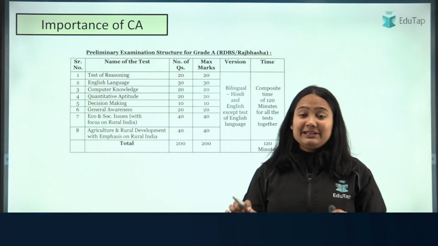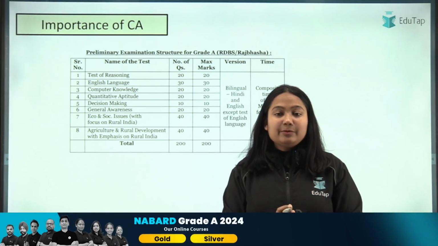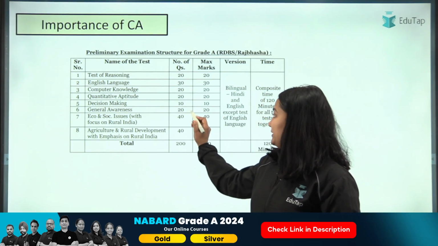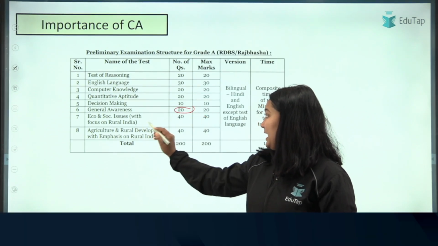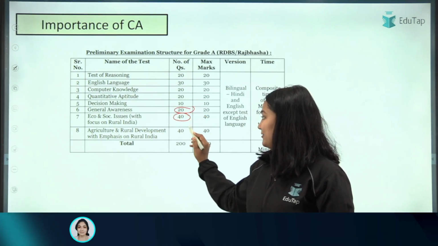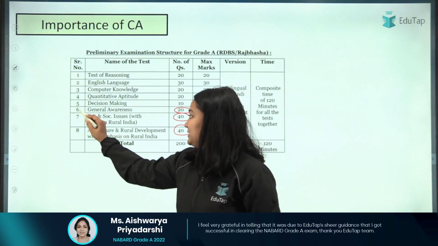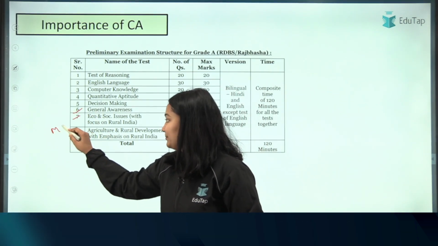So first you need to see in phase 1 how important current affairs are. Here you can see you have 20 marks of GA, 40 marks of ESI and 40 marks of ARD. Why am I talking about only these 3 sections? Because these are the merit sections.